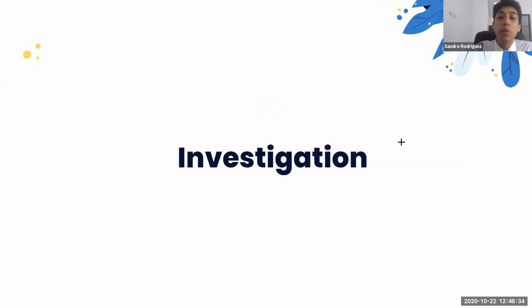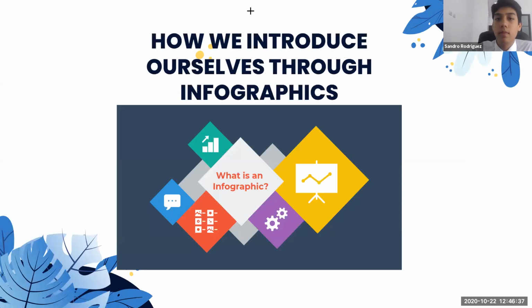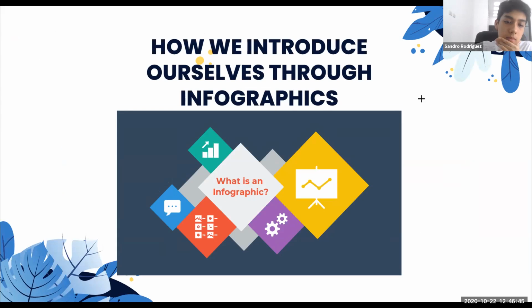First, we're going to start off with the investigation: how we introduced ourselves through infographics. At the beginning of the semester, the Miss asked us about our hobbies and the members of our families, to get to know each other a little more and introduce ourselves to the topic that would come. The topic that we would touch was our origins. The Miss showed us activities and videos on the subject. From there, she told us that we would have to make an infographic by the end of the term.